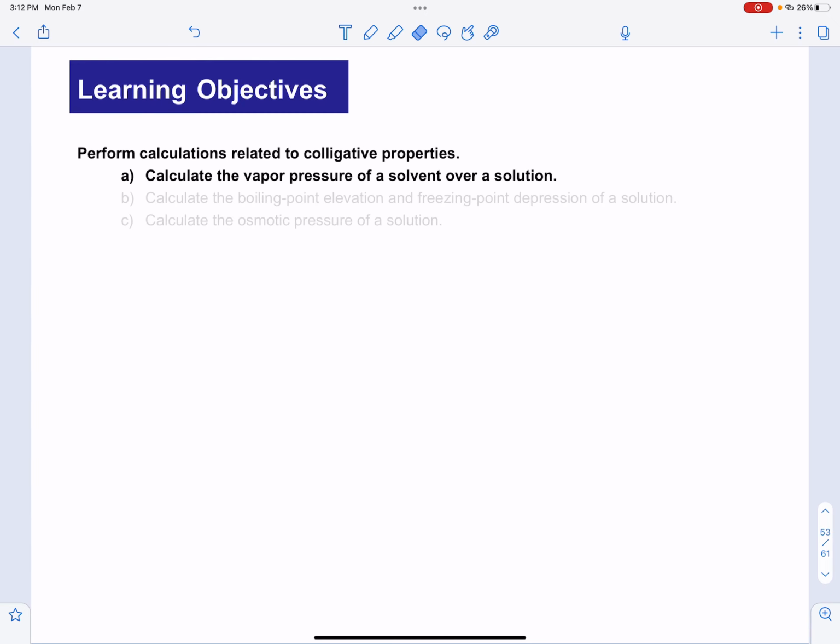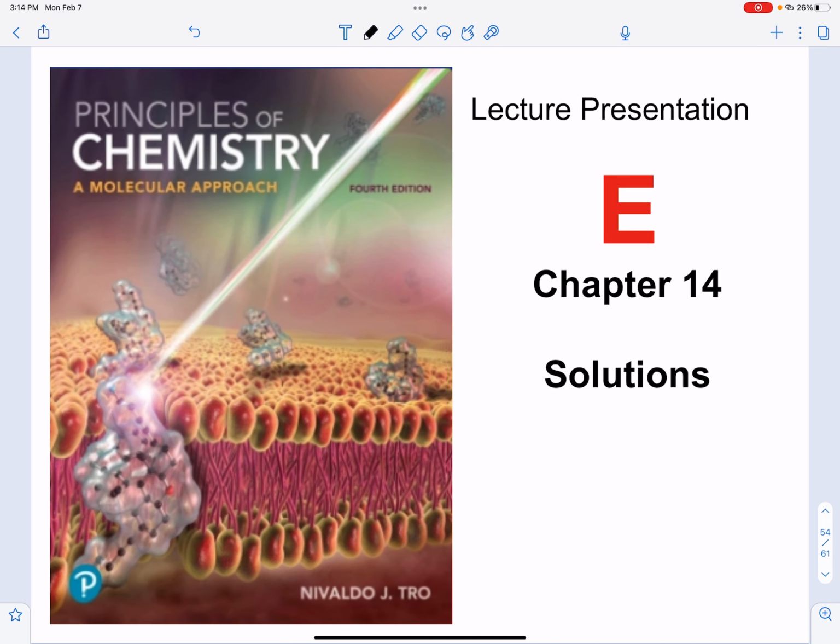And with that, you know what you need to practice in terms of colligative properties and vapor pressure using Raoult's Law and mole fraction concepts. And that's as far as we're going to go for now. So next time we meet, we will continue with colligative properties. We will do boiling point elevation, freezing point depression, and osmotic pressure.